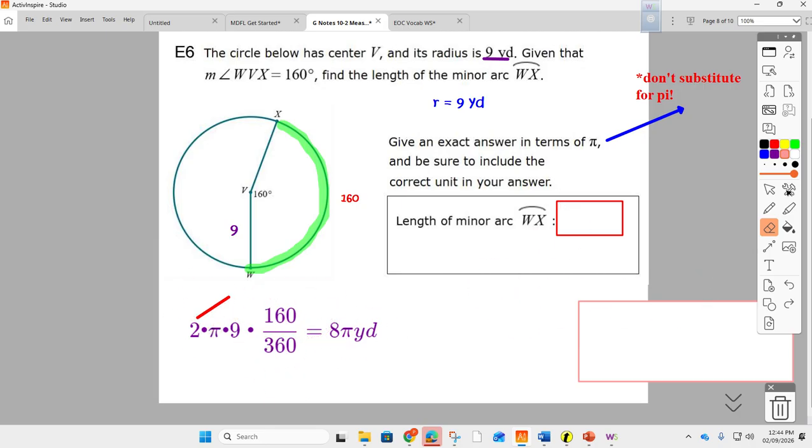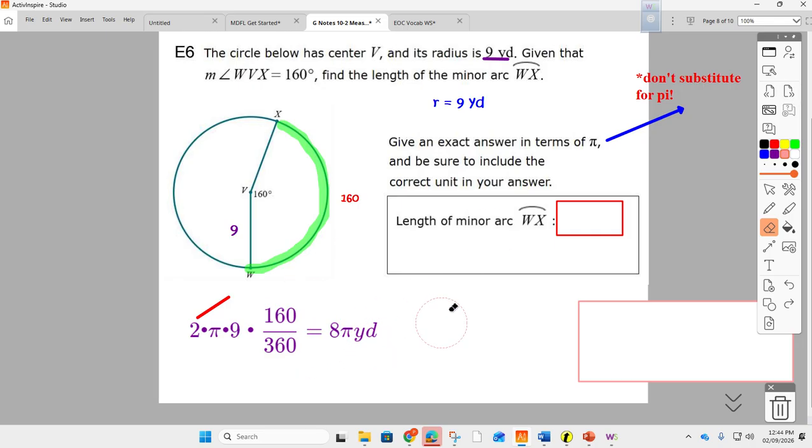Does that make sense, Darren? Does that make sense, Annalena? All right, so remind yourself, you don't substitute any numbers for pi. Pi is going to be in your answer. So remember, 8 pi means 8 times pi. So that's why that works.